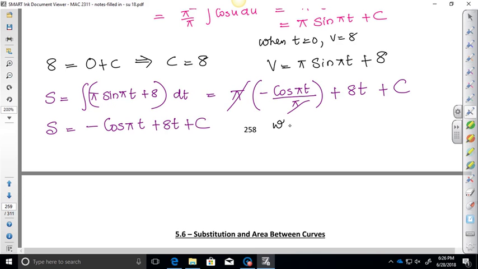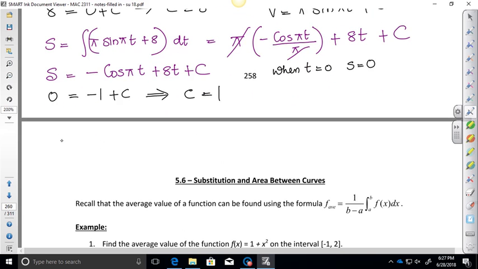Okay, when t equals 0, what's s? s is 0, so what's c? 0 equals negative 1 plus c. So what is c? 1. Cosine 0 is not 0. Cosine 0 is 1. So the function is negative cosine pi t plus 8t plus 1. That is the position function.